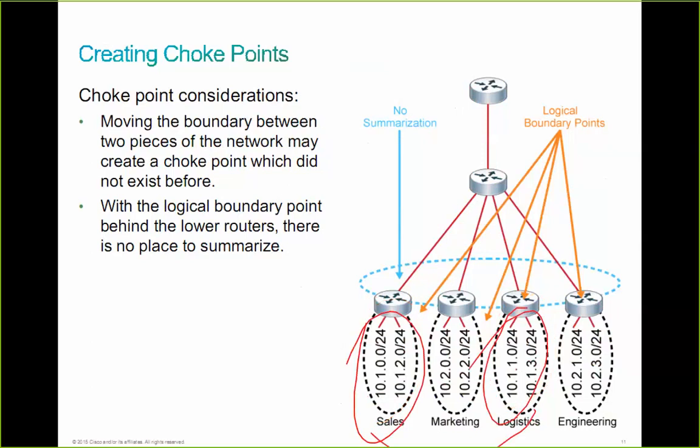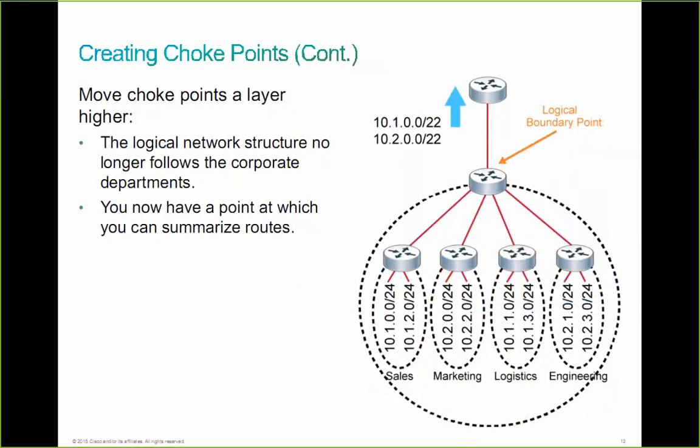The 10.1 blocks are separated. The 10.2 blocks are separated. So the subnets on these lower tiers are not contiguous. How could you possibly summarize 10.1.0.0 and 10.1.2.0 without including 10.1.1.0? You can't, so we can't do any summarization at that point. Obviously, a better design would be to make sure that we have contiguous address space, or we move the choke point to a higher layer.